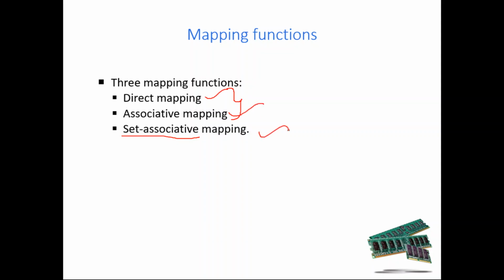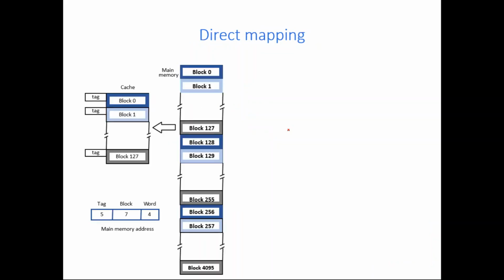So how these mapping techniques work, let us try to understand. First let us start with direct mapping. So this is the main memory. As we have discussed, main memory contains how many blocks? Block 0 to block 4095. And what is the size of each block? Each block can hold 16 words.